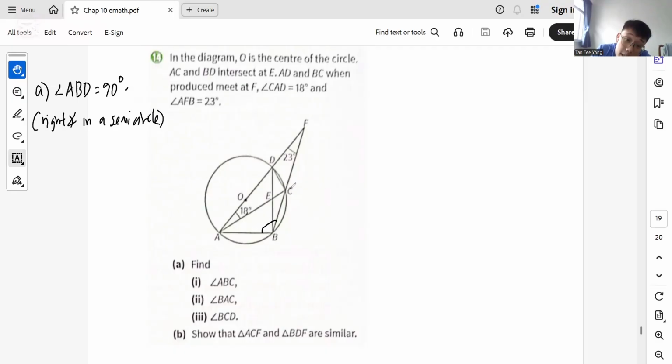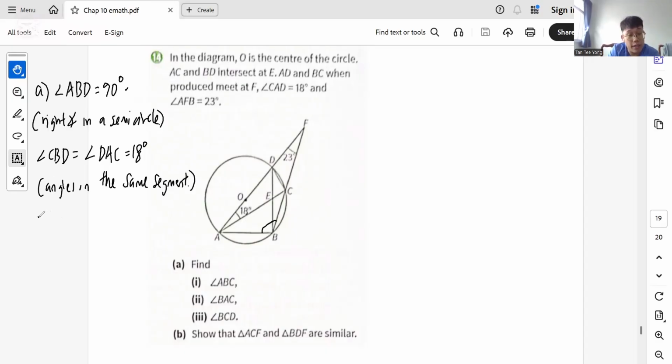And then also angle CBD. Okay, so angle CBD is equal to angle DAC, which is equal to 18 degrees. Because why? Angles in the same segment. Okay, so that means, and therefore, angle ABC equals 90 degrees plus 18 degrees, which is 108 degrees. Okay, so this is for part A.